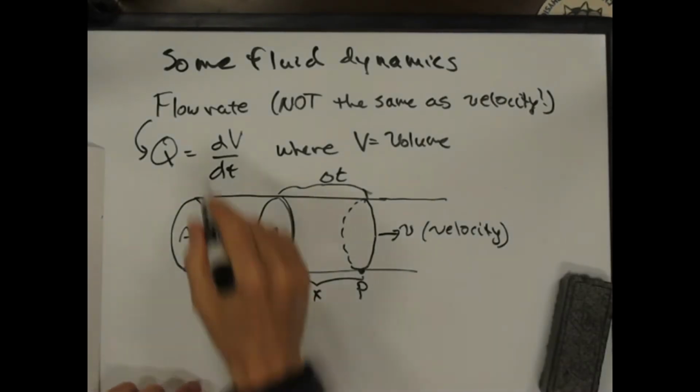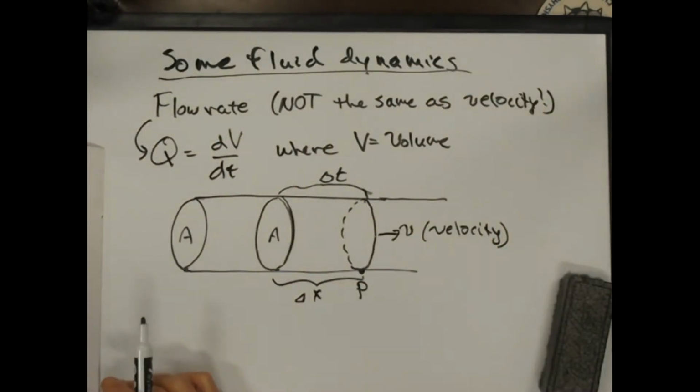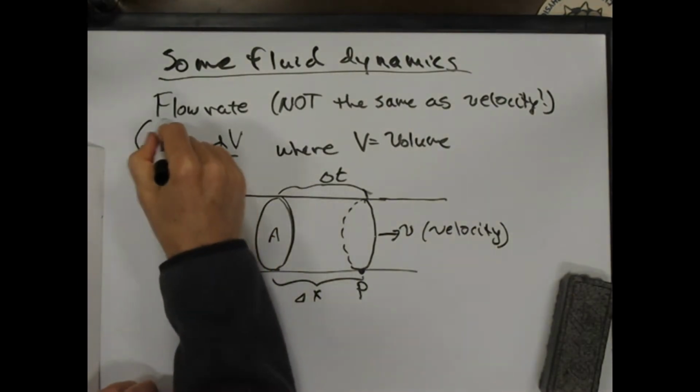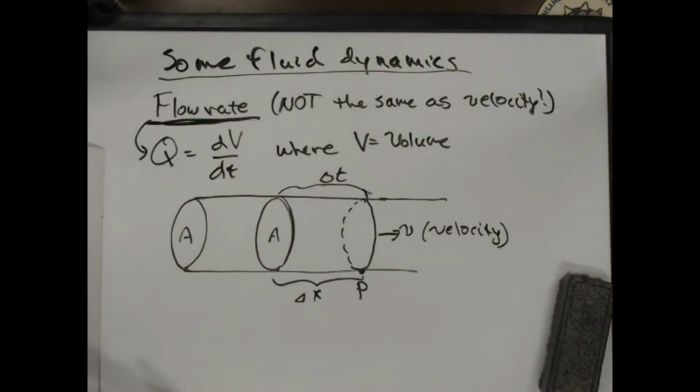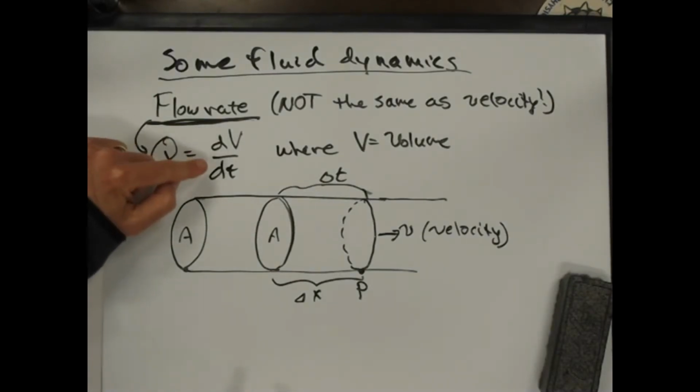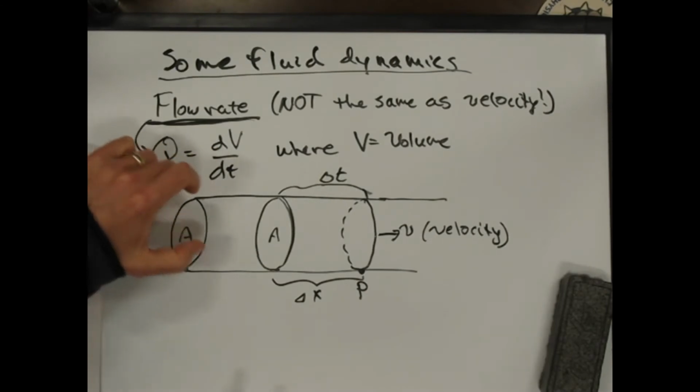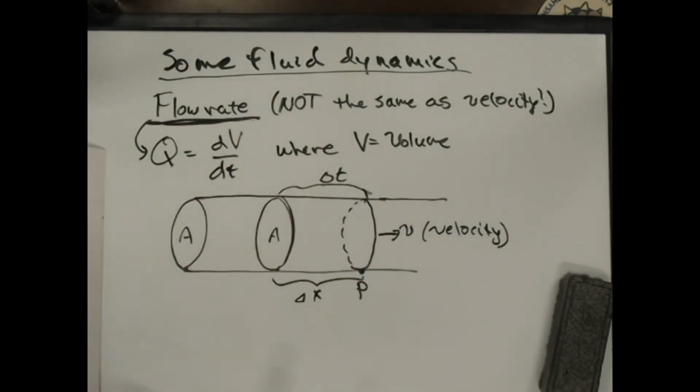So let's do some fluid dynamics just a little bit, and we'll introduce another concept. This is called flow rate. It's not the same thing as velocity, and you'll just have to get that right by thinking about it a little bit. We usually use the letter Q for the flow rate, and so Q is dV/dt, where V is the volume. So it's the rate at which volume is moving through your system, right?